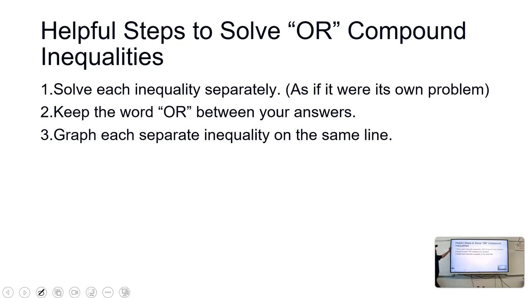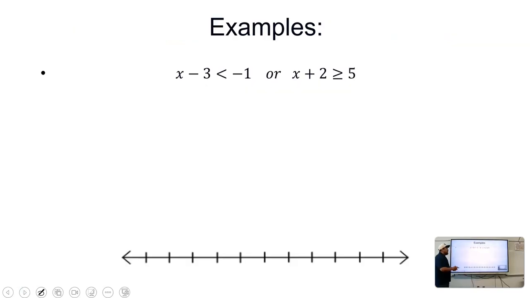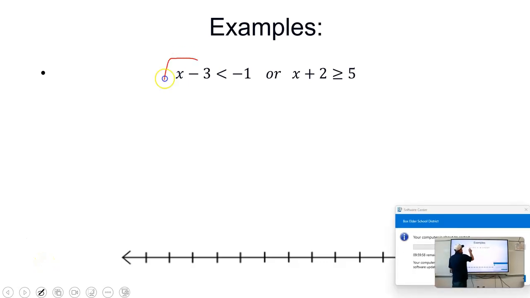First, you're going to solve each inequality separately, as if it was written as its own problem. And then second, you're going to keep the word or between your answers. Then we'll graph each separate inequality on the same line. So let's take a look at this first example. So we're just focusing on this one right here for now.